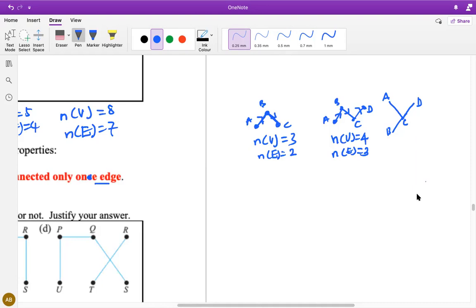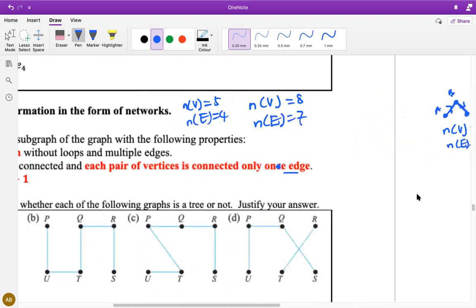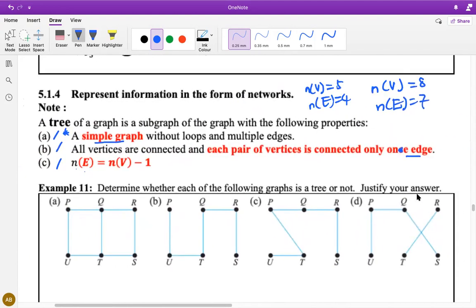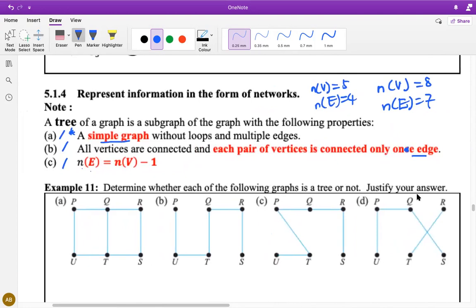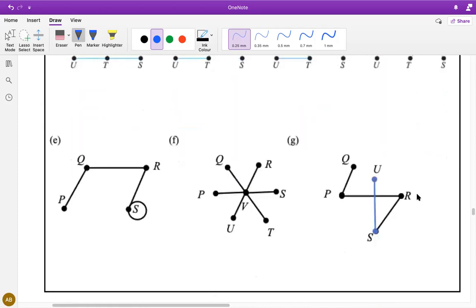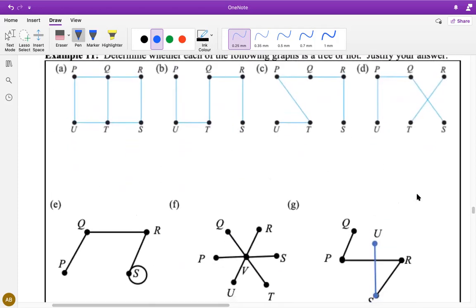Okay, so we can come to a conclusion that if it is a tree, the number of vertices must be 1 more than the number of edges, or the number of edges will be 1 less than the number of vertices. So we have to follow these 3 conditions to determine whether a given graph is a tree or not, right? So let's see example 11. I gave you A, B, C, D, E, F, G. There are 7. So A, B, C, D is from your textbook. So you can check.